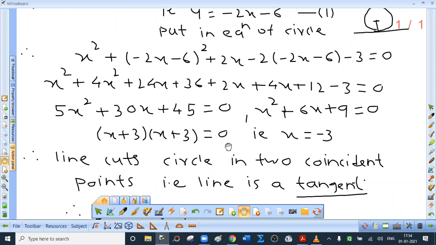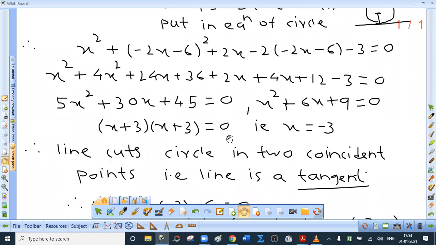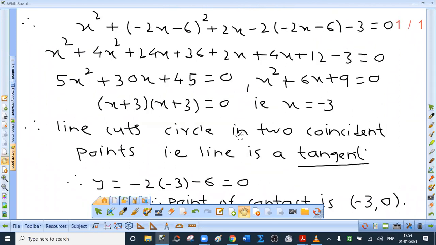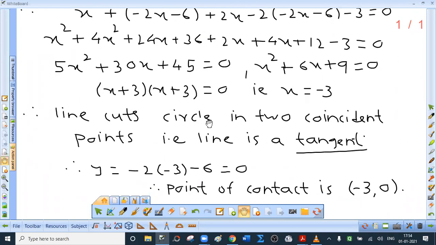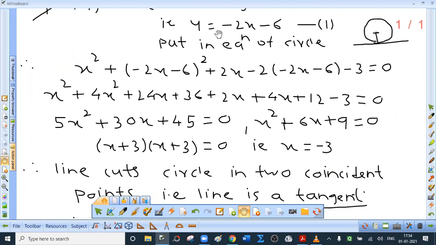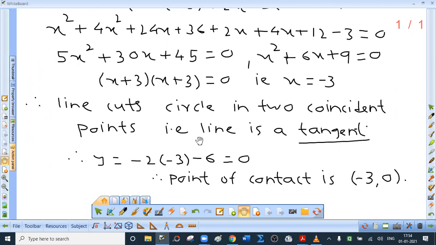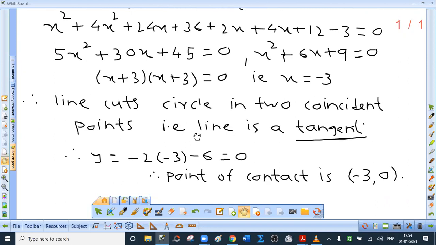See the advantage. We are asked to find the point of contact. We have already got the x coordinate of the point of contact. It is minus 3. So what is the y coordinate of the point of contact? Put x equal to minus 3 in equation 1. You get y as 0. So what is the point of contact? Minus 3, 0.